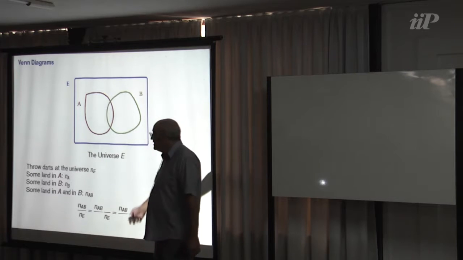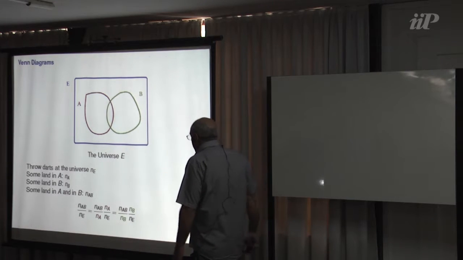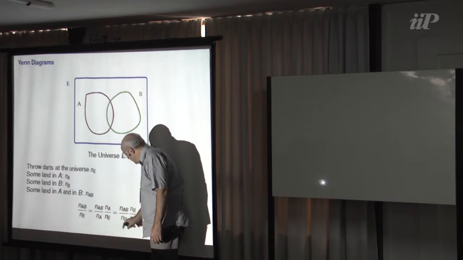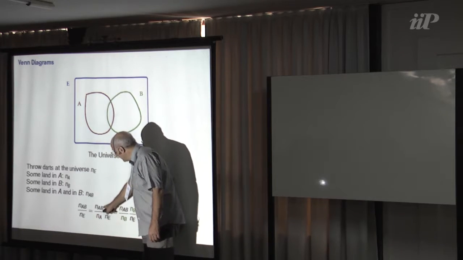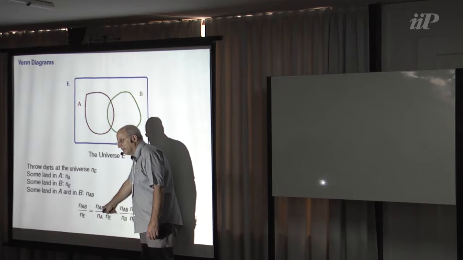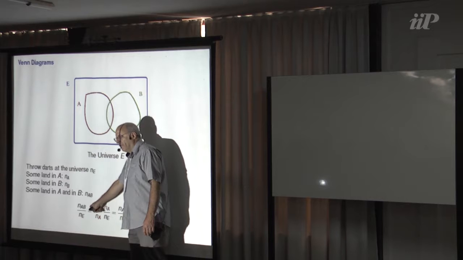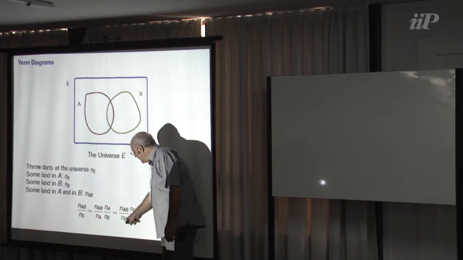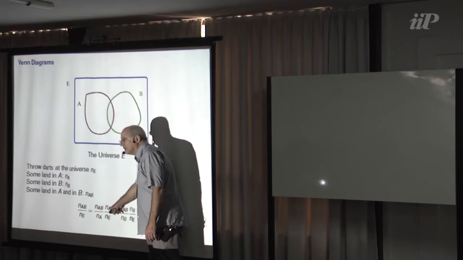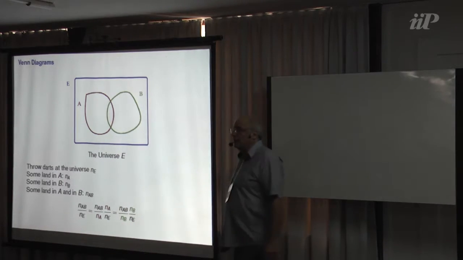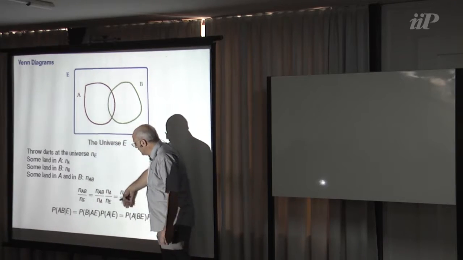Now, this is a very common argument. I divide and multiply by the number that came in A and the number that came in B. And you see, this is the fraction that, having arrived in A, were also in B. So this is the conditional of B given A. And this is the conditional of A given B. And this is just the fraction that lands in A. So I could write my Bayes theorem just from the equality of these two things.